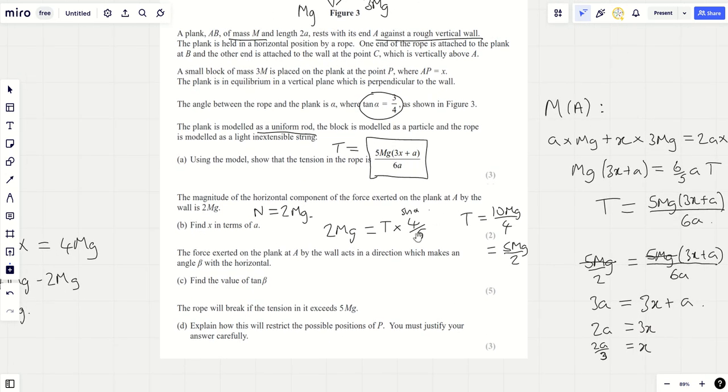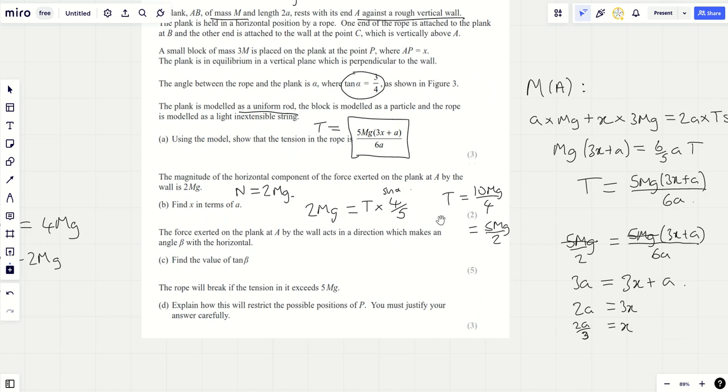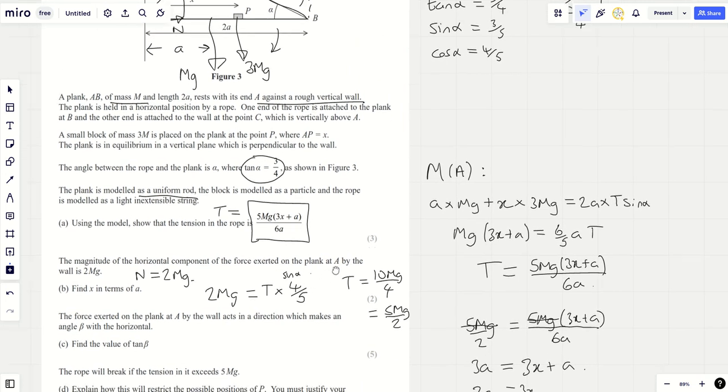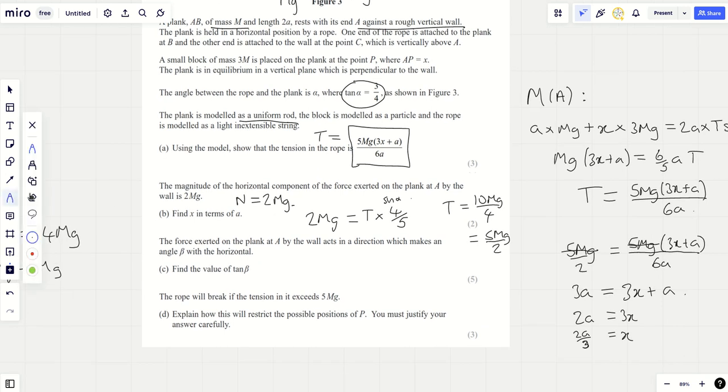Oh, sine alpha is actually, look at this, I've got this wrong. Sine alpha is actually 3/5. Why did I write down 4/5 there? Oh, because this was t cos alpha. I'm such an idiot. I'm so sorry. Look at that. I'm losing the thread of my own thought here.